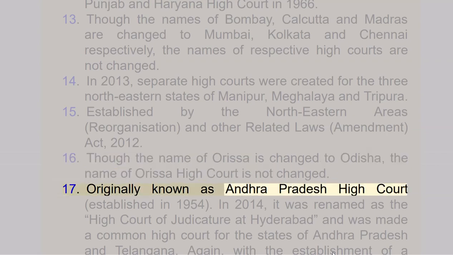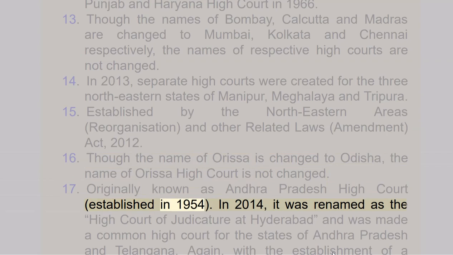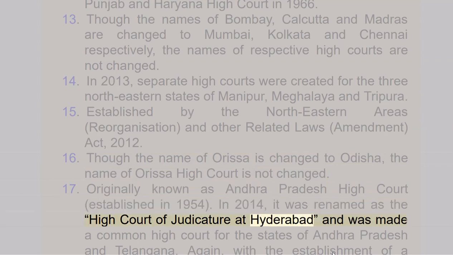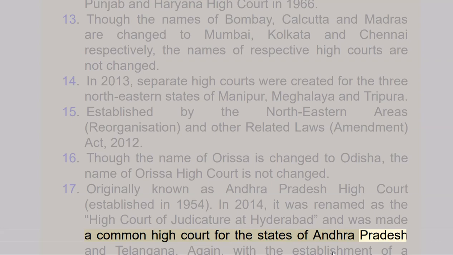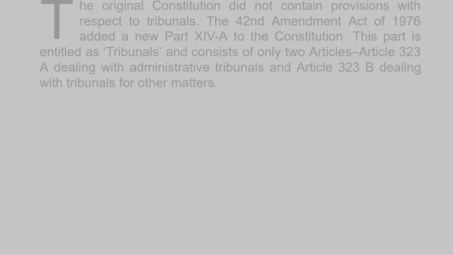17. Originally known as Andhra Pradesh High Court, established in 1954. In 2014, it was renamed as the High Court of Judicature at Hyderabad and was made a common High Court for the states of Andhra Pradesh and Telangana. Again, with the establishment of a separate High Court for the state of Andhra Pradesh in 2019, it became the High Court for the state of Telangana. Tribunals.